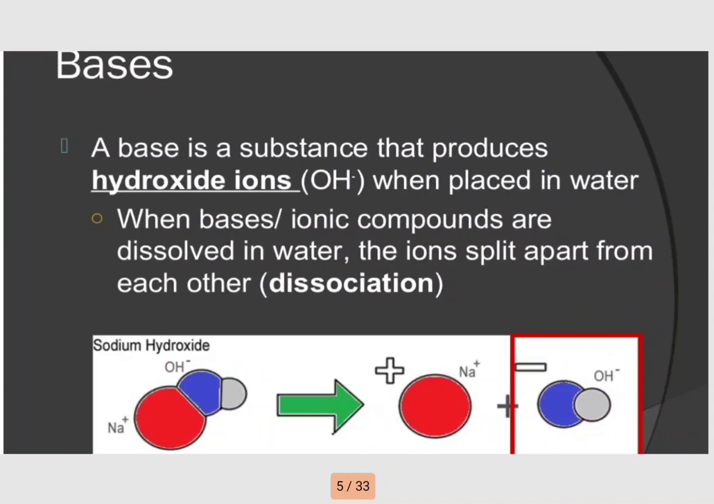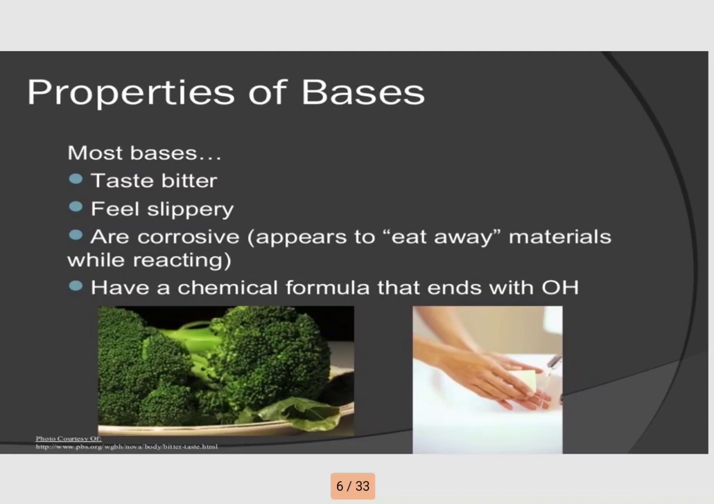A base is a substance that produces hydroxide ions, OH minus, when placed in water. When base ionic compounds are dissolved in water, the ions split apart from each other. Dissociation, you can see this figure. Properties of bases: taste bitter, feel slippery, are corrosive, and have a chemical formula that ends with OH.